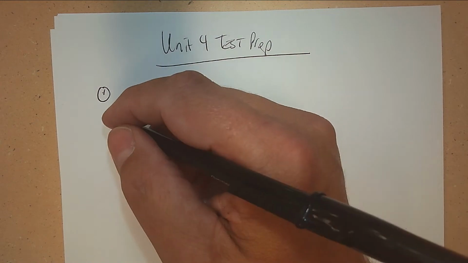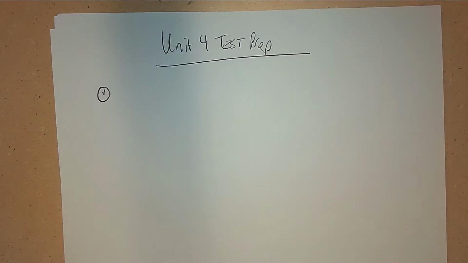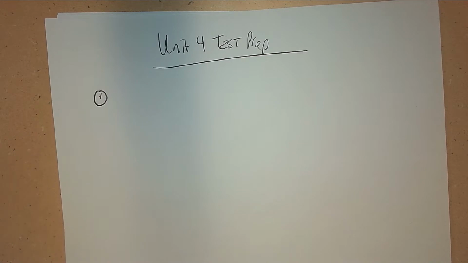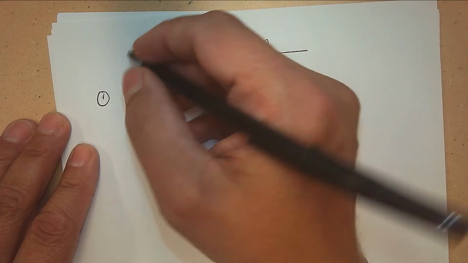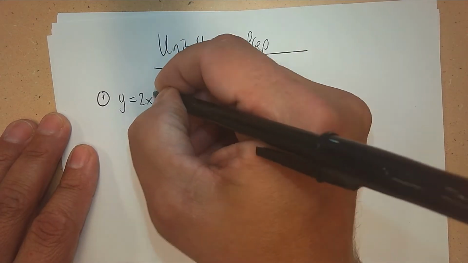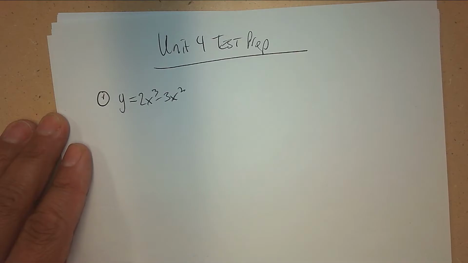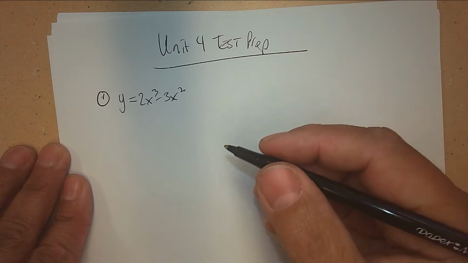Number one. And again, there's not enough room on the piece of paper to do the work, so you need to do the work on a separate piece of paper. Number one says analyzing graphs. You're given a function y equals 2x cubed minus 3x squared. So define intercepts, increasing, decreasing, concavity, and so on.